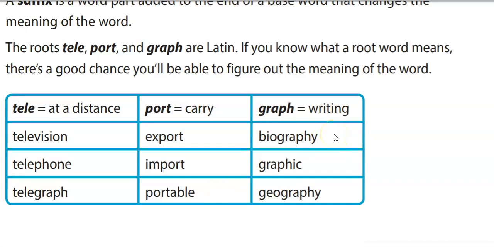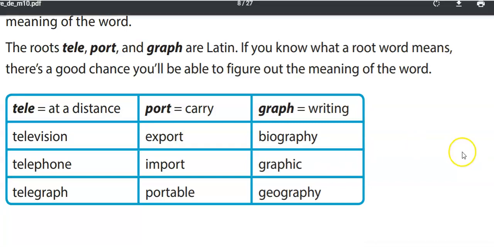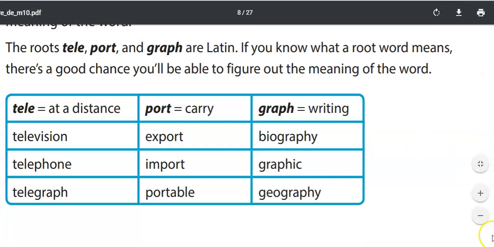Biography, well, we know what a biography means, right, kiddos? A biography is a story that is written about someone by someone else. Graphic. Well, graphic is something that is a picture or a writing, right? It's a graphic picture. Geography. Well, we've all been learning that geography is where things are located, like on a map, or how things look, like the geography of a state. How some of it might have plains and other parts of it might have different rivers or mountains or hills and buttes and those types of things, right, kiddos?